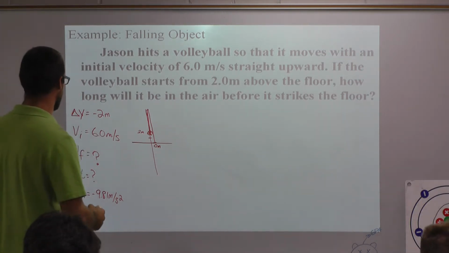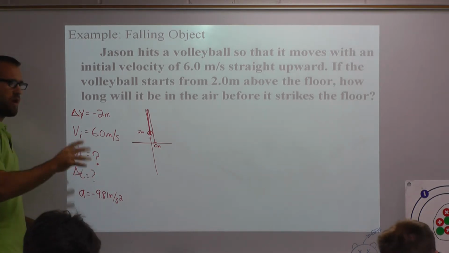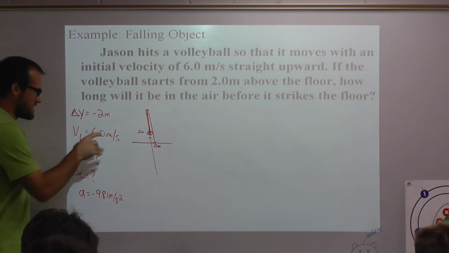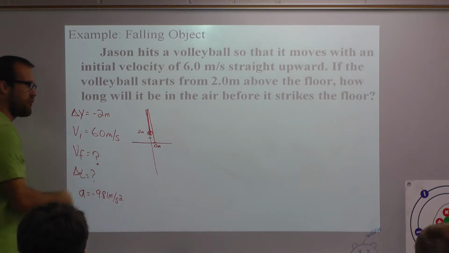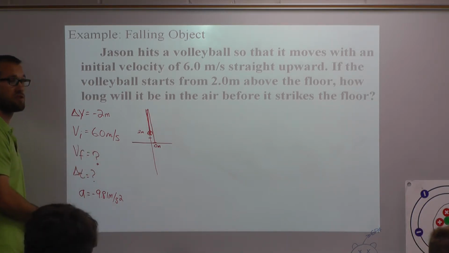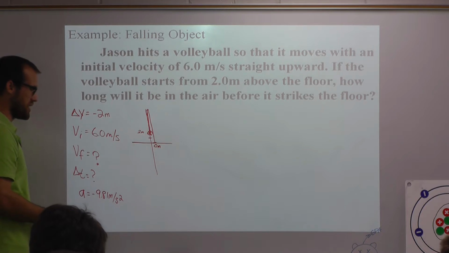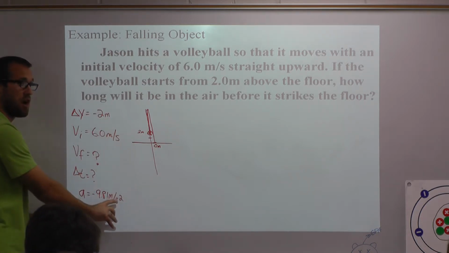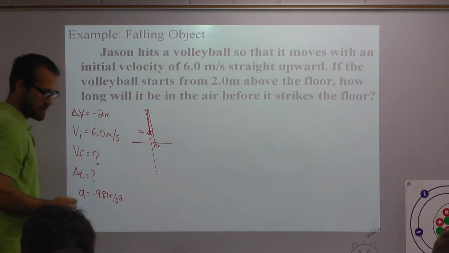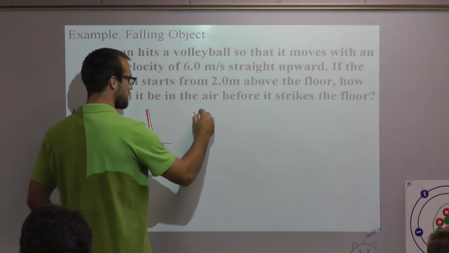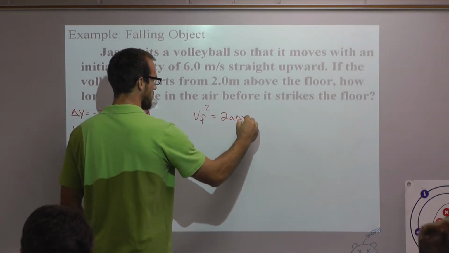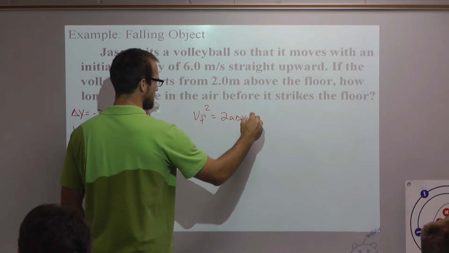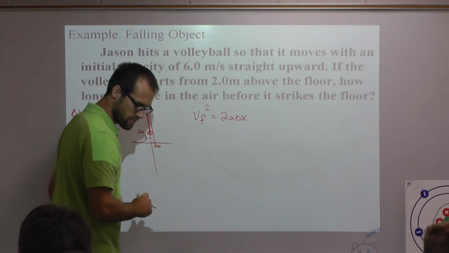Let's figure this out. There's no equation that we have that has these variables and change in t without involving our VF. We're going to have to figure out what VF is first. Do we have an equation that has these variables in it that we know with VF? What is it? VF squared equals 2a change in x plus VI squared.